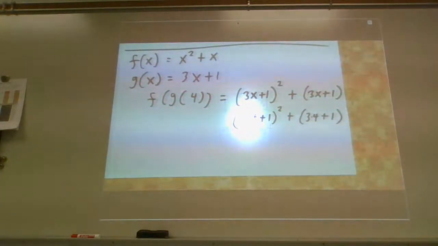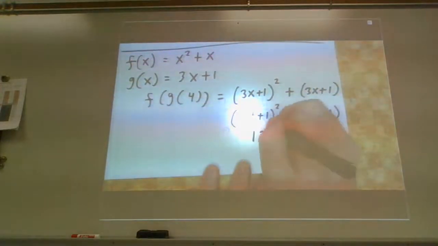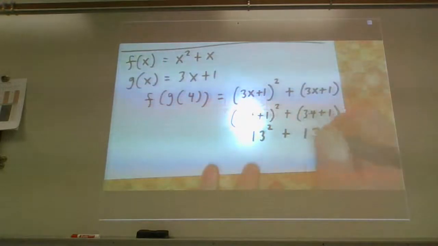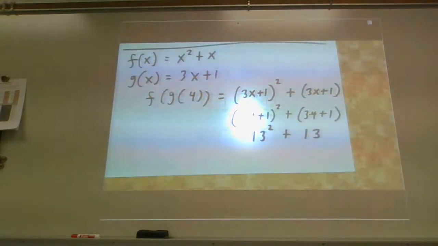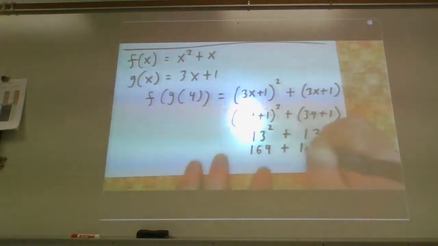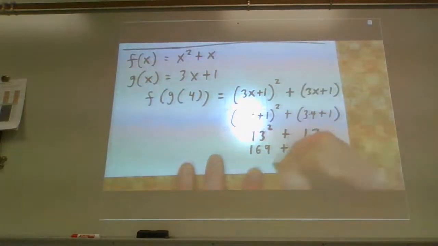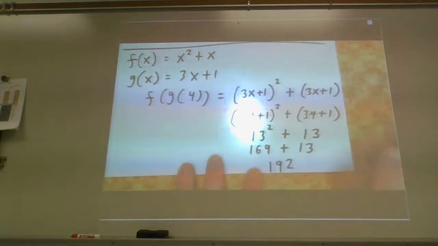From here, it's just a matter of the order of operations. Inside the parentheses, I get 12 plus 1, which clearly is 13. And over here, it is also a 13. 13 squared would give me 169. 169 plus 13, well, that should give me 192. No, 182? Yeah, 182. There we go.